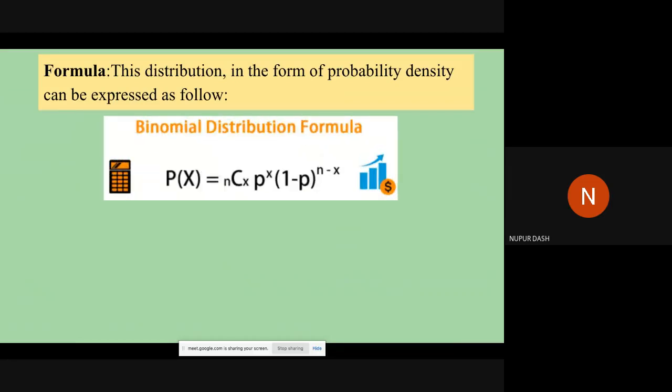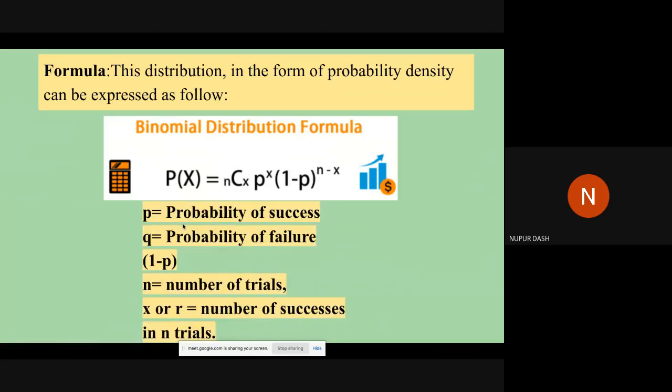Just look at this formula, students. P(x) is equal to nCx p raised to the power x, (1 minus p) raised to the power n minus x. Now students, here what do we mean by p? So let us go in a sequential manner. Let us see first what is this n. n is the number of trials, means how many trials we are making. Like we have talked about 4 times we are tossing the coin. So the number of trials would be 4.